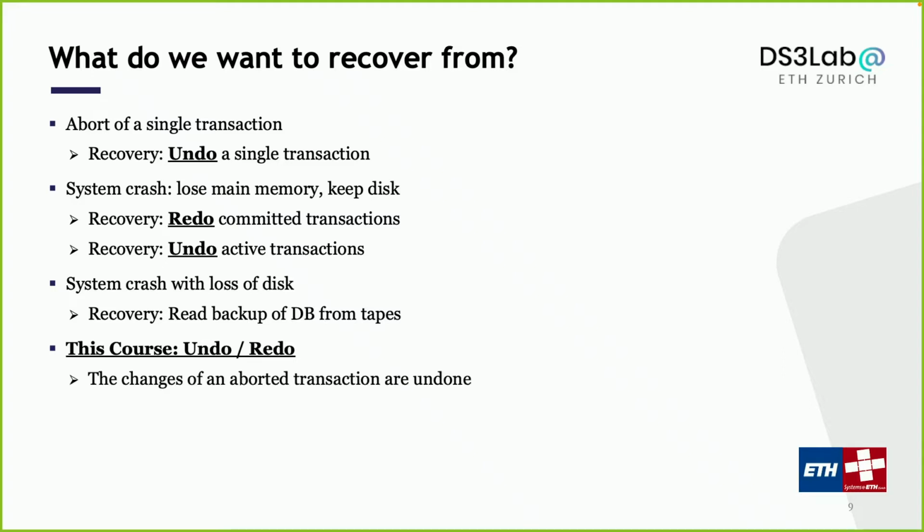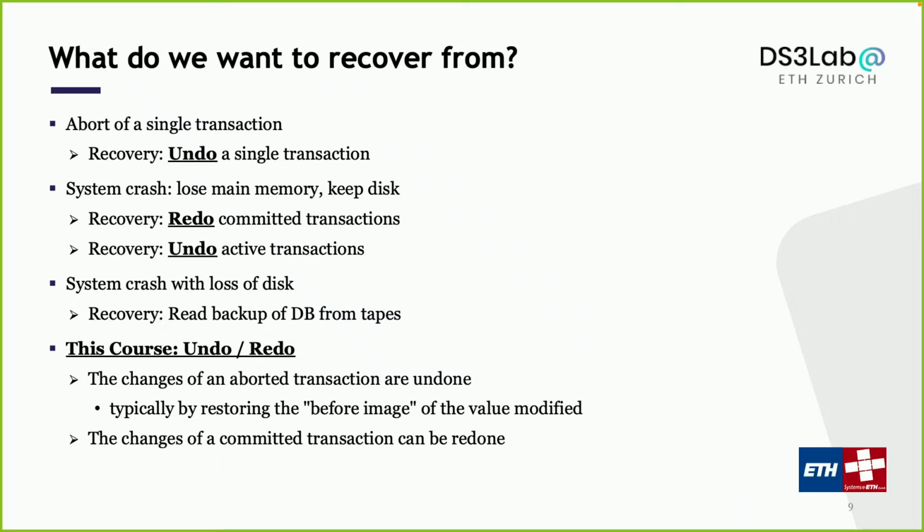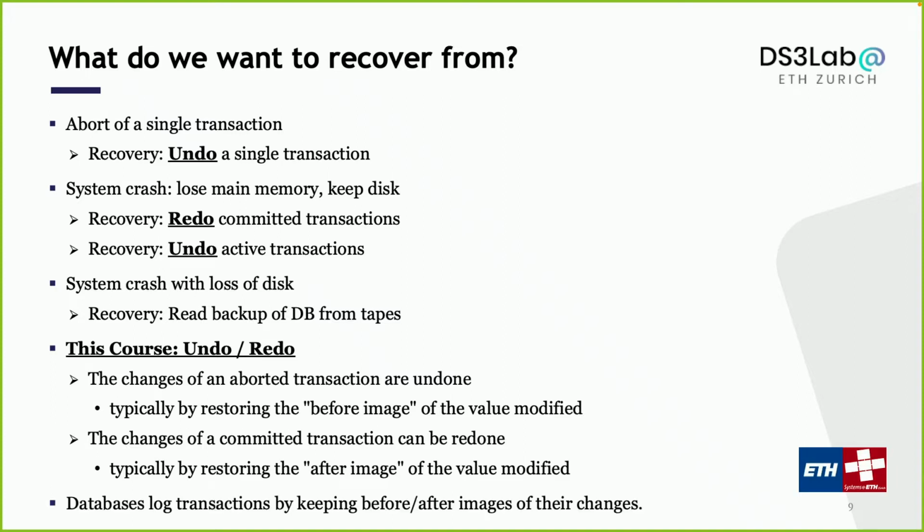Essentially, we want to make sure the changes of an aborted transaction are undone, right? So typically, you have this before image installed somewhere. We are going to talk about that today. Whenever you want to undo something, you read that before image. And the changes of all the committed transactions, if they are not reflected, you need to redo them. Okay? So typically, you have those after images stored somewhere, and whenever you want to redo a transaction, you read those and write them back.